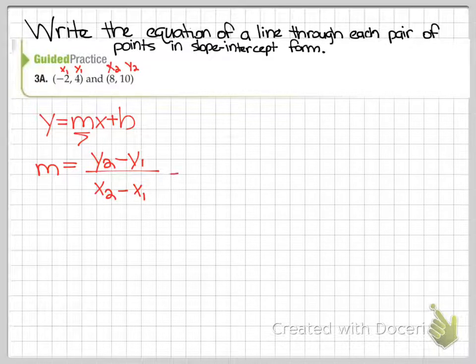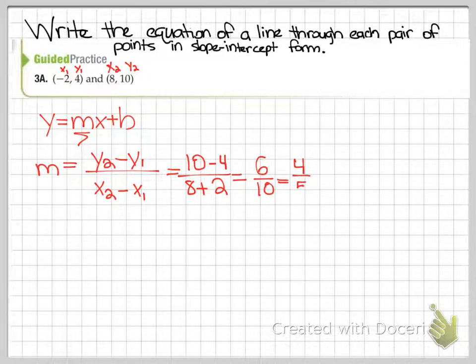So the slope of this line will be 10 minus 4 over 8 minus a -2, so plus 2. So 10 minus 4 is 6, 8 plus 2 is 10, so 6 over 10 simplifies to 3 over 5. So the slope of this line is 3 over 5.